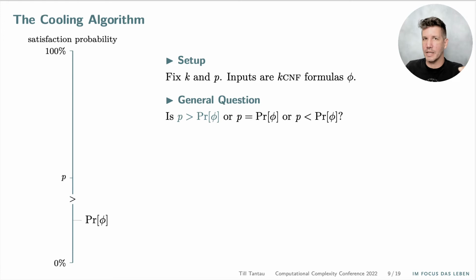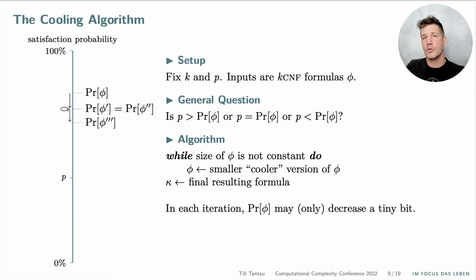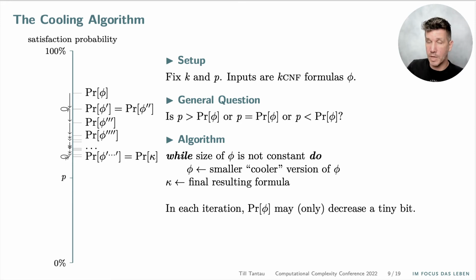And now what we want to tell is: is the satisfaction probability of phi below p, at p, or above p? Which one is the case? Actually, we only care whether it's equal to p or not, but this cooling algorithm is actually going to tell us which of the three is happening. And what does it do? Well, why is it called cooling? You take your formula, and while this formula does not yet have constant size, so if it's not very simple, then go ahead and replace it by a cooler version, meaning something possibly having a slightly smaller satisfaction probability. So perhaps we start here. Note we don't know where we start. I mean, this is what this is all about, computing the satisfaction probability. But suppose we start here and then we cool, and then we go down a little bit. We may actually stay at the same place if we do this replacement. And then we do another step, another step, another step, until we wind up with a formula that has constant size.